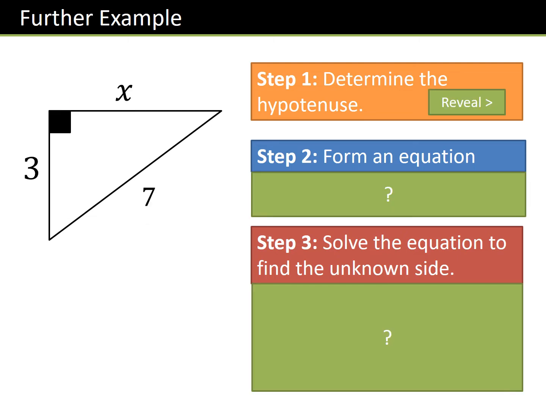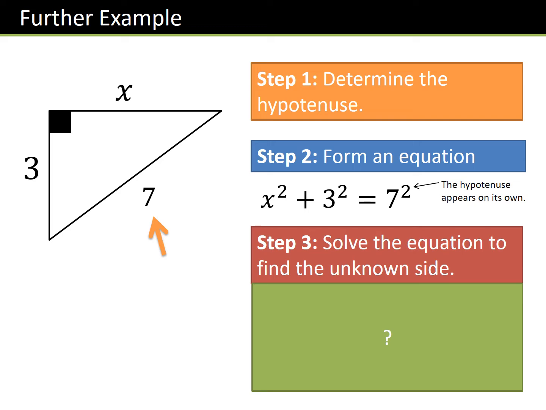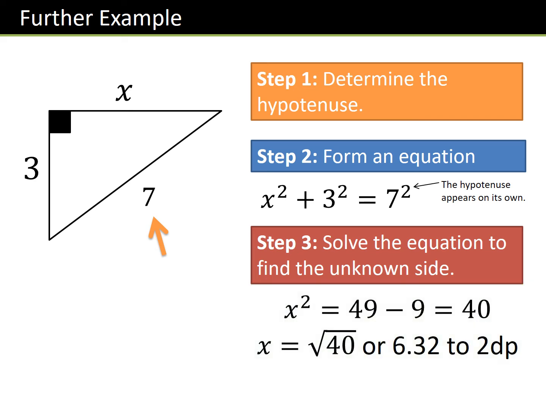answer. So this example here, the first thing I do if I'm looking for x is to work out where my hypotenuse is. I then form my equation. x squared plus 3 squared is 7 squared. The hypotenuse always appears on its own. So solve the equation to find the unknown side. And what I do is x squared is 49 take 9, which is 40. So x is the square root of 40, or 6.32 to 2 decimal places. So if I leave it as the square root of 40, I'm leaving it in exact or surd form.